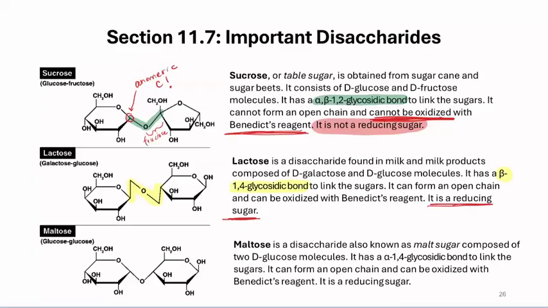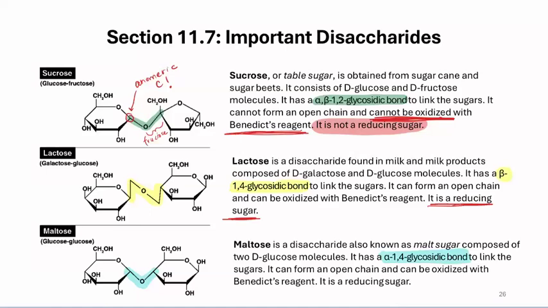Lastly, we have maltose. Maltose is a disaccharide, also known as malt sugar, that is composed of two glucose molecules. When it comes to the glycosidic bond in maltose, what we observe is the alpha 1,4 glycosidic bond, and we can see it right here.